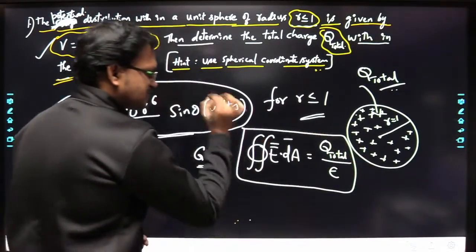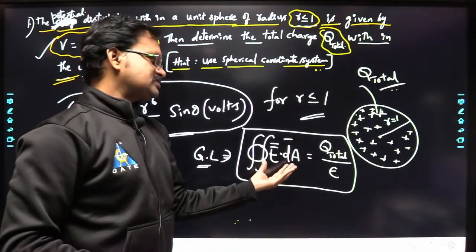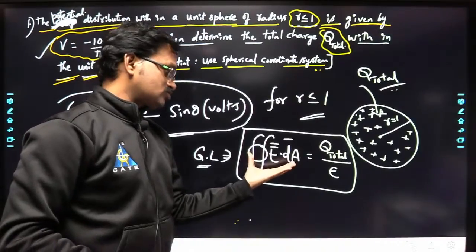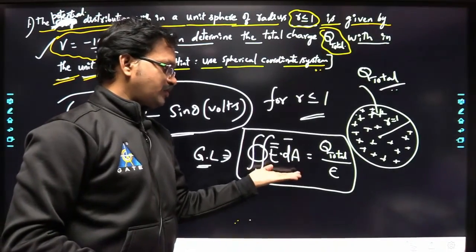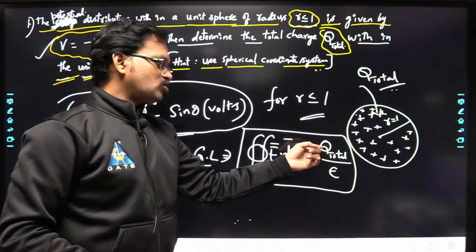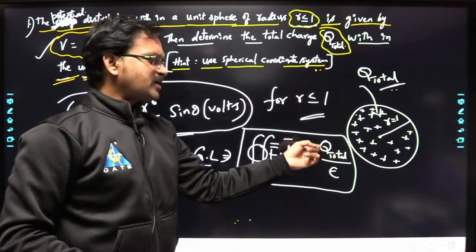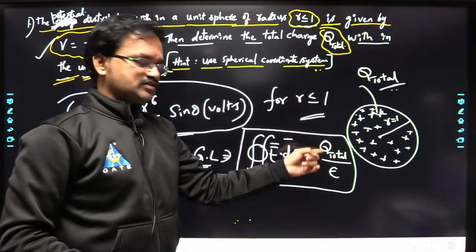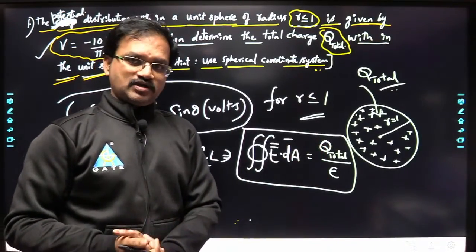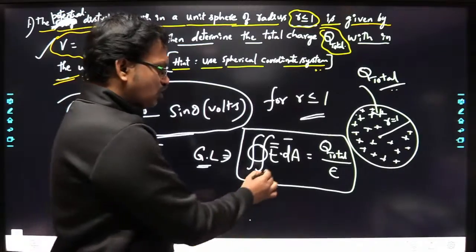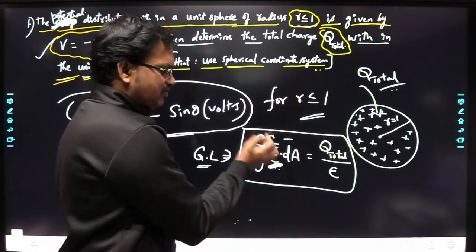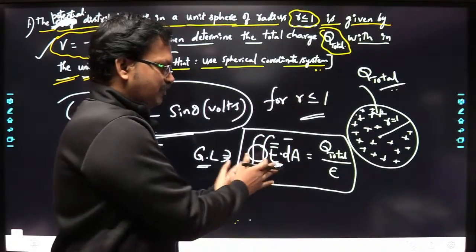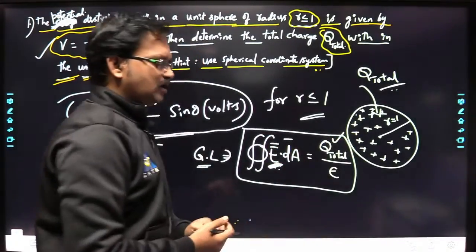So what does Gauss law say here? The electric flux that is leaving any closed surface must be equal to the total charge enclosed by that closed surface, or you can say net charge, divided by epsilon. If you know the electric field, then you can perform this integration, and from this you can determine the total charge.